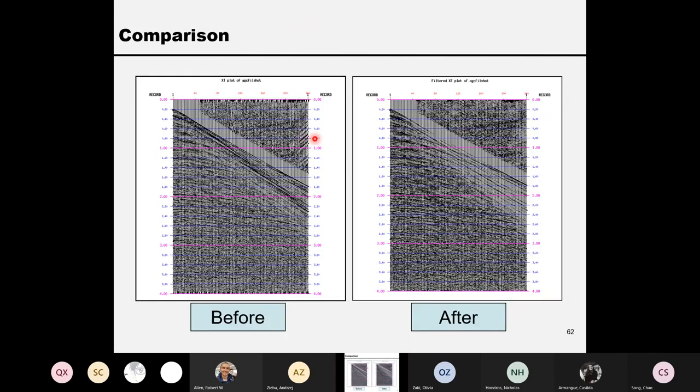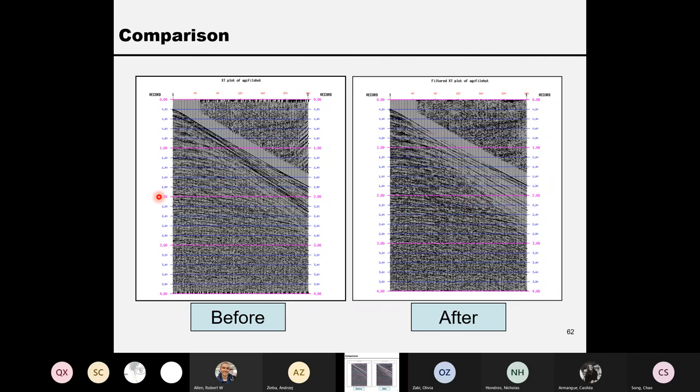Let's compare the data before and after the FK filter. That's before, this after. I already pointed out here, this dipping event disappears after the filter. And also this strong linear event becomes almost attenuated, right? And now you can see the reflections are actually relatively stronger, right? Because the strong linear events are there. So now, because strong events are removed, you can see reflections better after AGC.